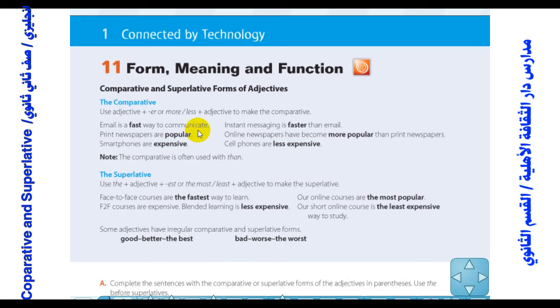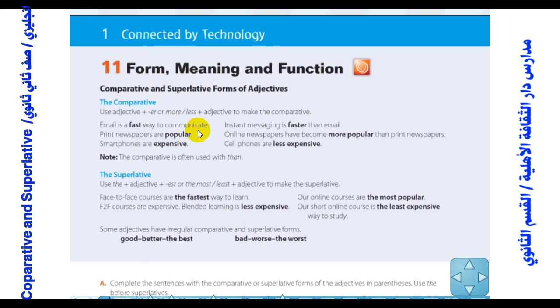Another example, geography is easy, but history is easier. In this sentence, I am making a comparison between geography and history. And I didn't use than in this example because easier came at the end of the sentence.